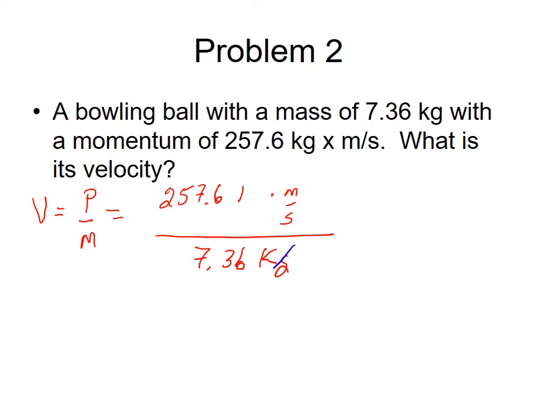Unit-wise, the kilograms will actually divide away. Oops, lost my kilogram there. It's a kilogram, and that one divides away. So what that leaves me with then is going to be an answer in meters per second, which is a measure of velocity. Now I just need to run the numbers through my calculator. So when I divide it out, I get 35 meters per second.